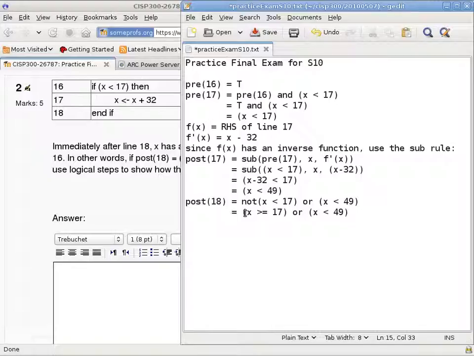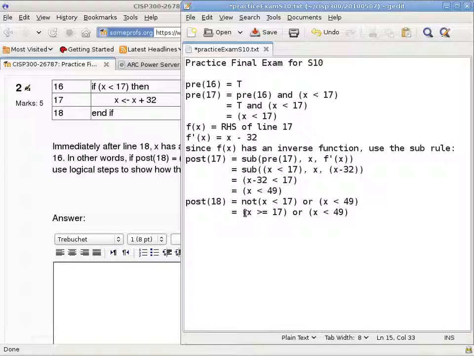Okay, so that means if we come here from one way, we are guaranteed that x is greater than or equal to 17. If I come from the other way, we're guaranteed that x is less than 49. Right? Because that's the whole nature of merging the two branches of a conditional statement.